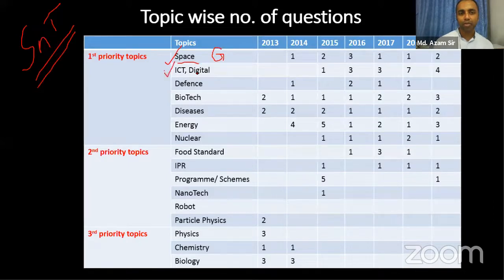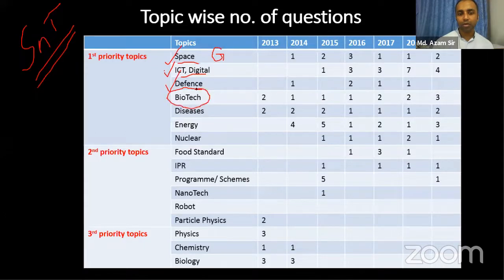Then you have information communication and digital technology. This has gained significance in the recent past. For example, 3D printing technology, 4D technology, virtual reality or augmented reality. So what are these things? We'll try to understand them in the due course of time. Defense technology is again important.